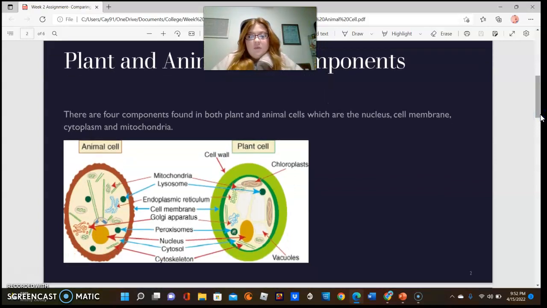Plant and animal cell components. There are 4 components found in both plant and animal cells, which are the nucleus, cell membrane, cytoplasm, and mitochondria. Here's a photo showing that the mitochondria is in both, along with the cell membrane, the nucleus, and the other components that are found in both of them.